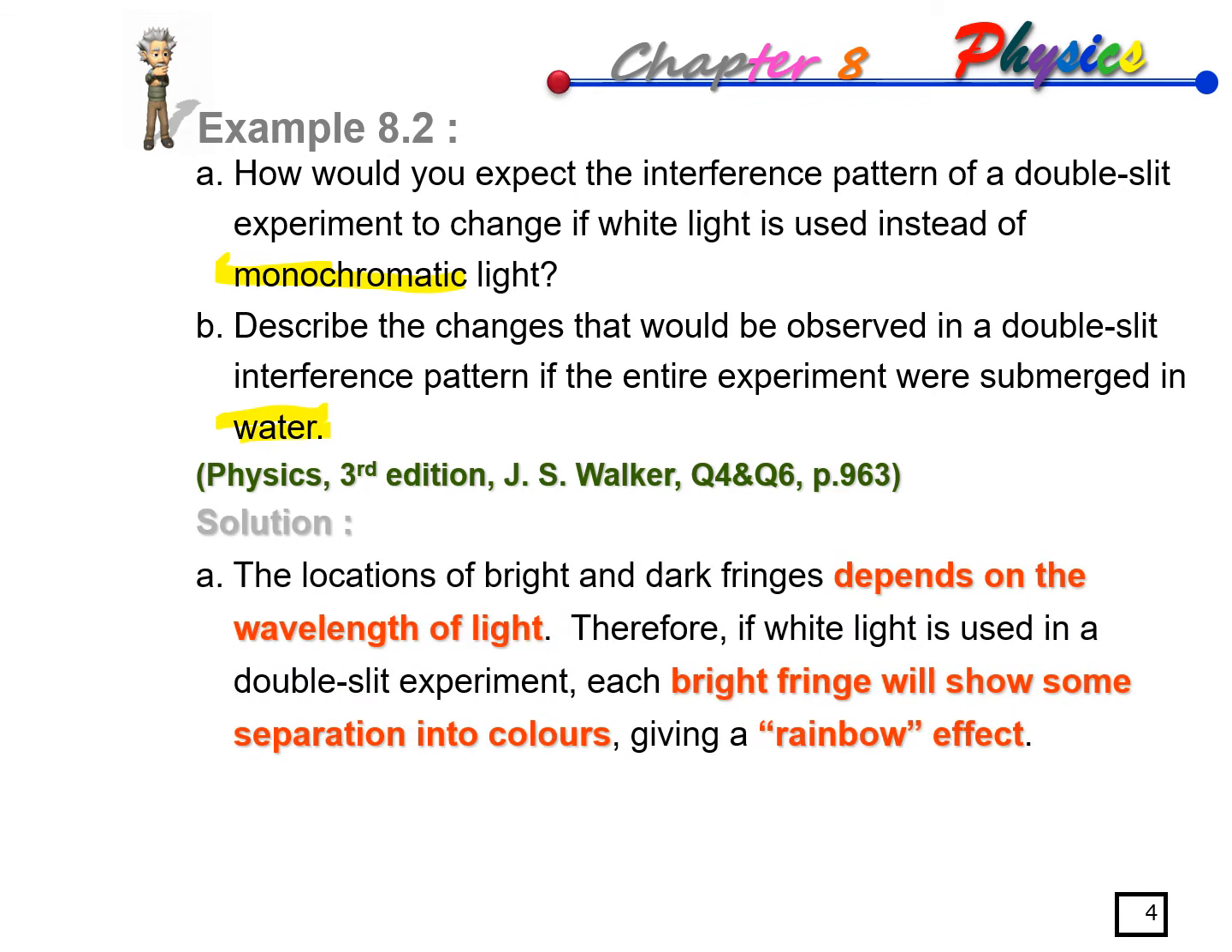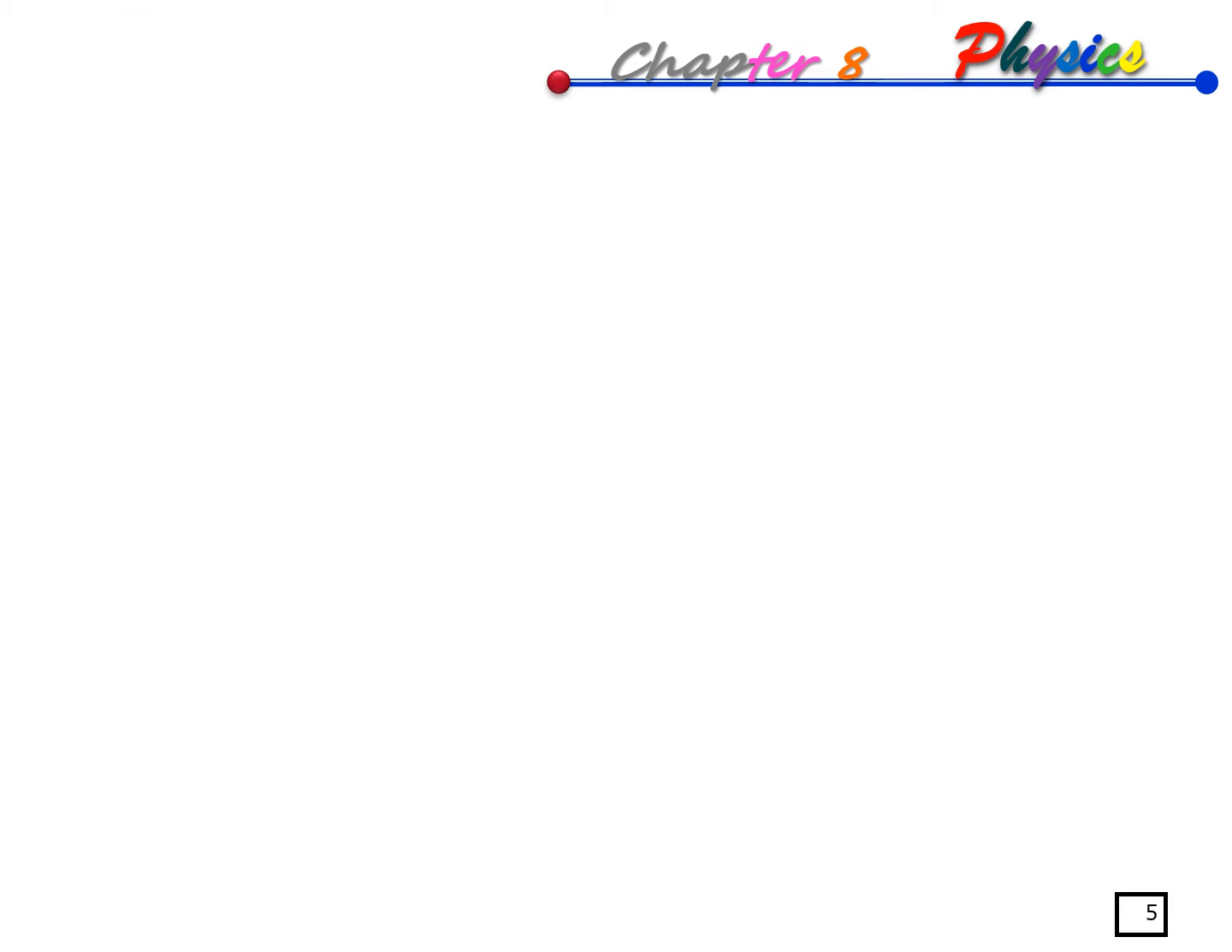Alright, so for solution A, the location of the bright and dark fringes depends on the wavelength, it depends on λ. Therefore if you use white light through a double slit experiment, the bright fringes will show some separation into colors, giving a rainbow effect. Basically white light consists of all the spectrum, a lot of wavelengths, so you will have separation of wavelengths, which means you will observe a rainbow effect.